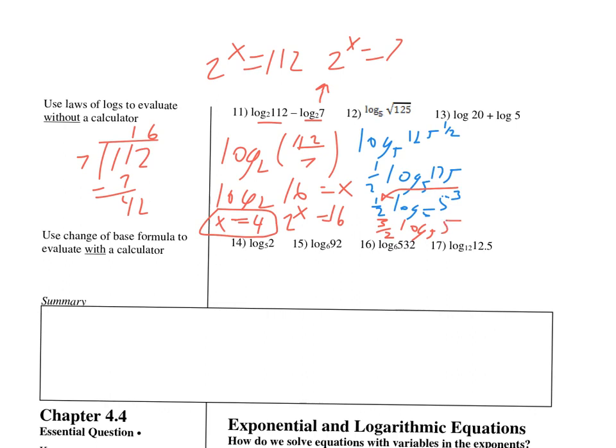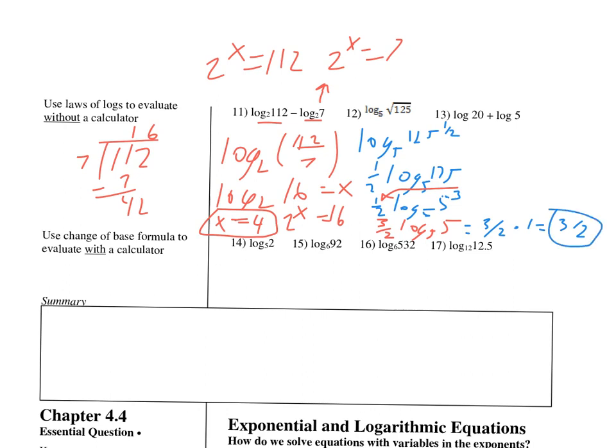And then whenever you have it to where the base and the number inside are the same, it's always 1 because it's saying 5 to what power gives you 5. So obviously that's 1. And so this is now 3 over 2 times 1, which is obviously 3 over 2.